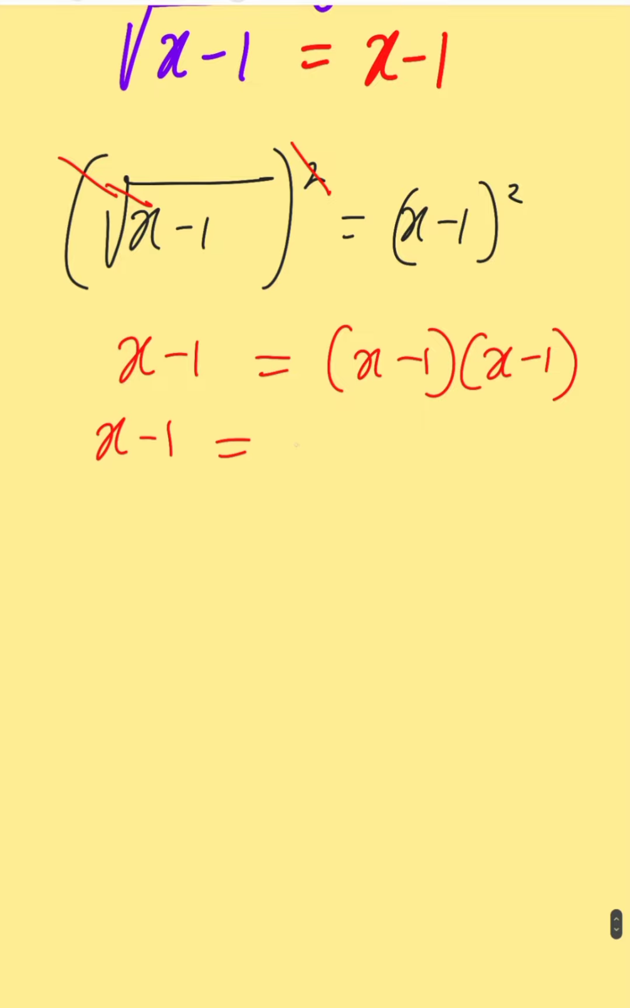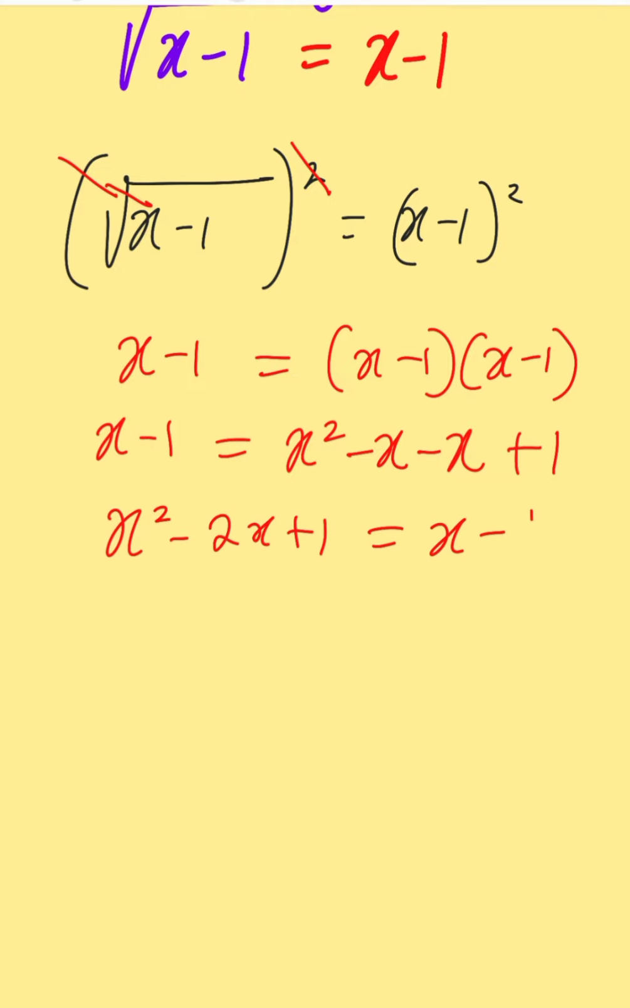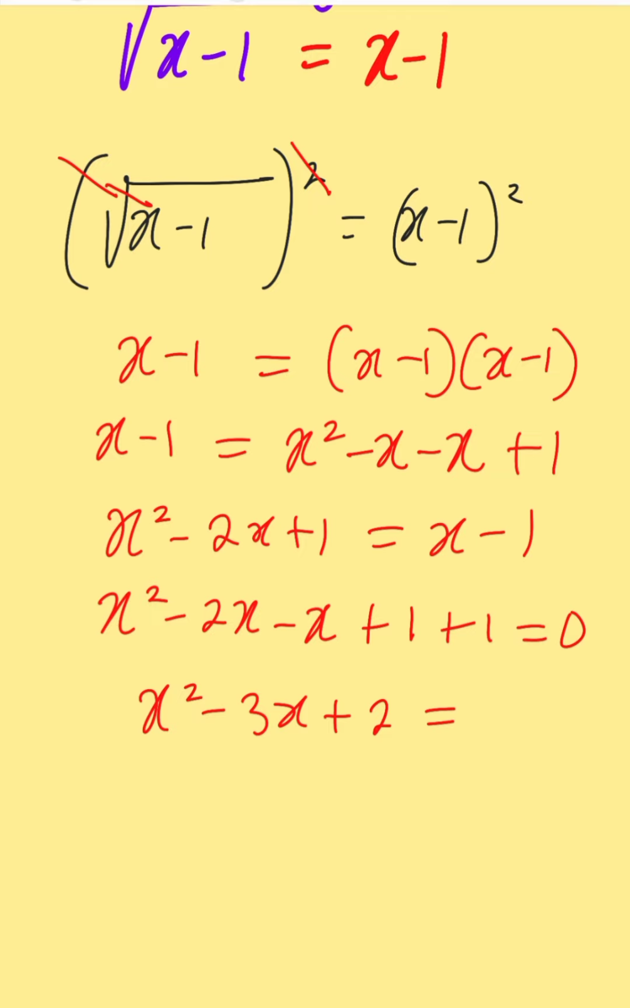Opening the bracket, we shall have x times x is x squared, x times minus 1 is minus x, minus 1 times x is minus x, and minus 1 times minus 1 is plus 1. So this is the same thing as x squared minus 2x plus 1 is equal to x minus 1. So we have x squared minus 2x. The x on the right hand side comes to the left, it turns to minus x, plus 1. Then minus 1 crossing over turns to plus 1, everything equal to 0. So we have x squared minus 3x plus 2 is equal to 0.